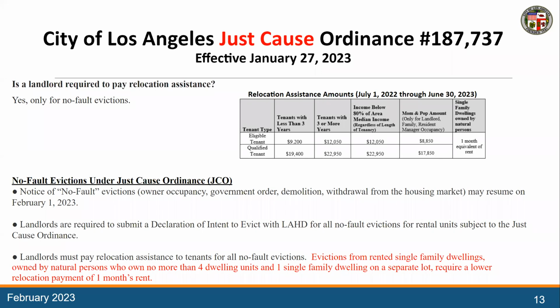Evictions for single-family dwellings where the property is owned by a natural person and that property owner owns no more than 4 dwellings on a lot and 1 single-family dwelling on a separate lot, requires lower relocation payment of 1 month's equivalent rent. Similar to the RSO, the Just Cause Ordinance also requires that the owner files a declaration of intent to evict with LAHD.